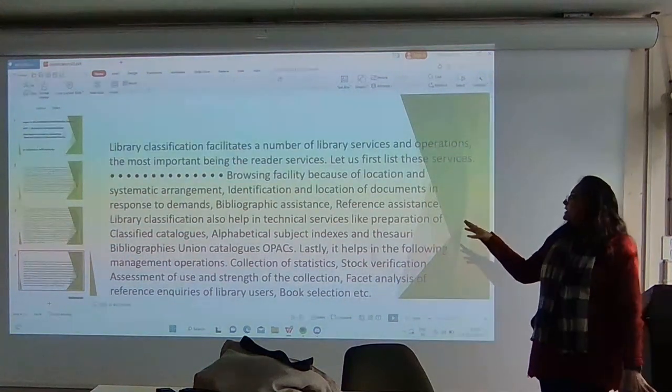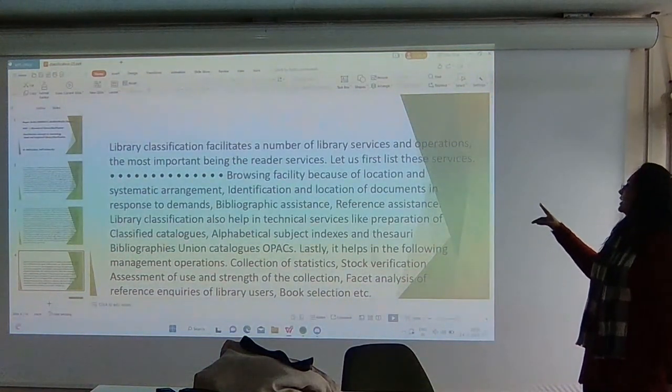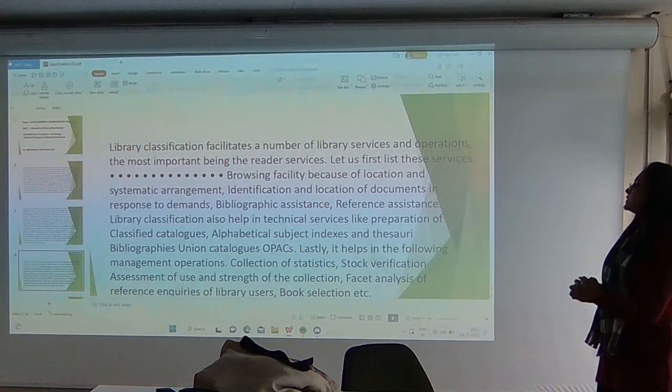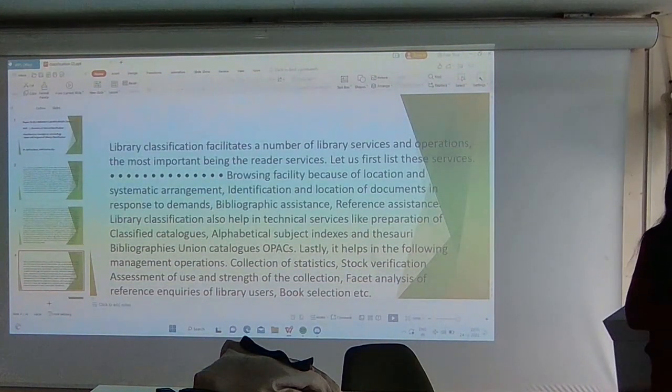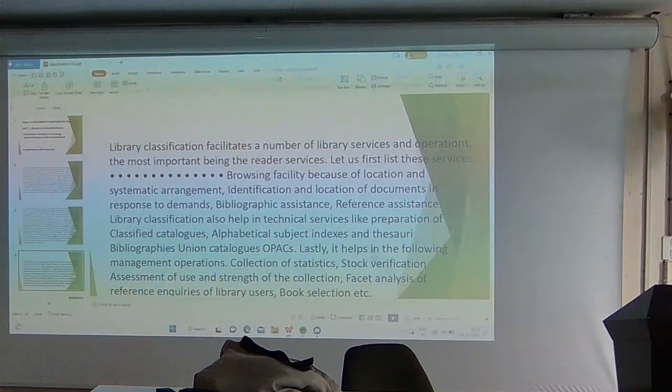It facilitates a number of library services and operations, the most important being reader services, because ultimately the aim of the library is to facilitate the readers, right? Unko santusht karna sabse bada kaam hai as a library professional. So to facilitate the readers with library services, first of all we have the browsing facility.